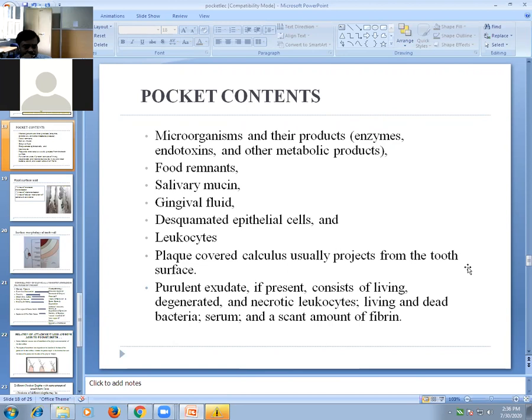When you examine histologically, the content of the periodontal pocket usually contains the microorganisms, their metabolic products, endotoxins, then food remnants, salivary content, gingival crevicular fluid content, desquamated epithelial cells, different cells like neutrophils, leukocytes, and your plasma cells. And you will see the calculus, which is covered with plaque. Then there might be a purulent exudation from the pocket.